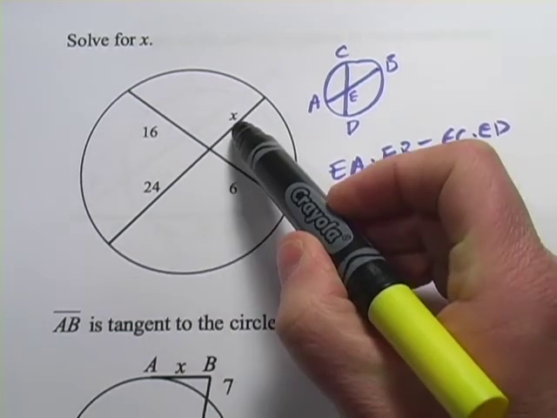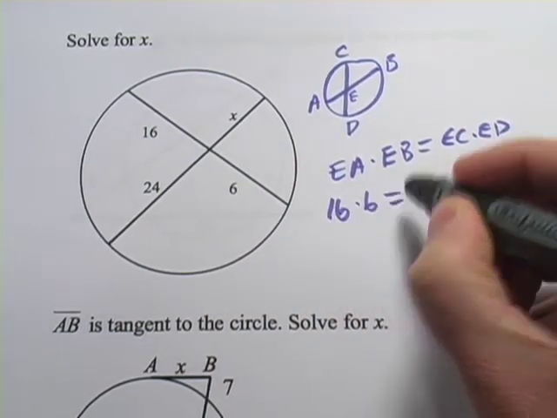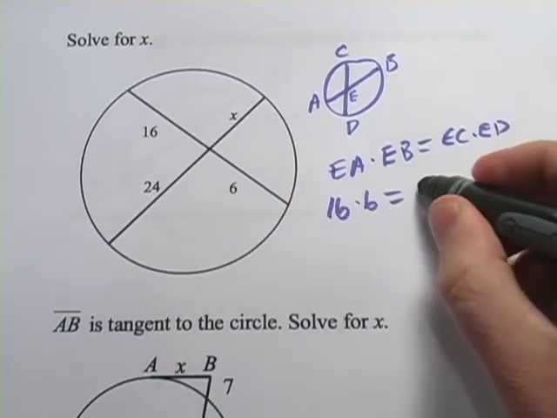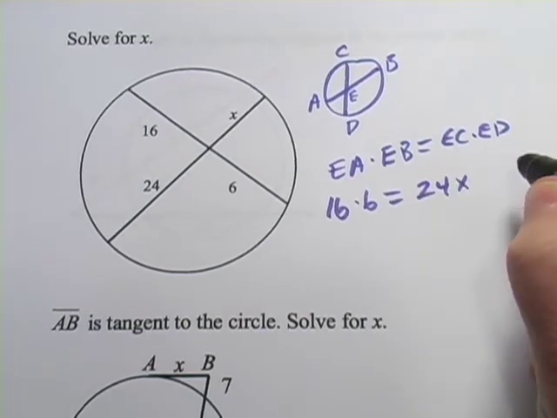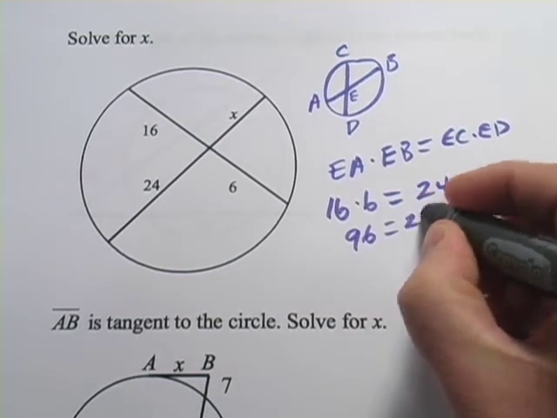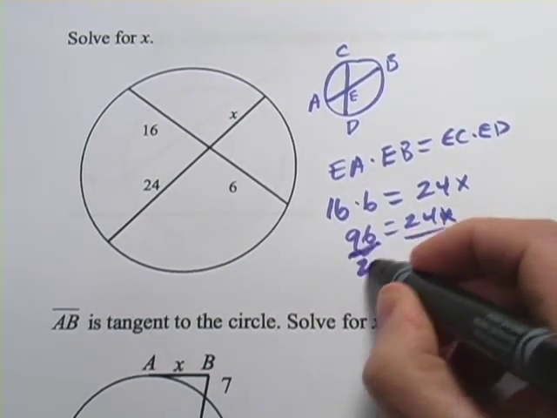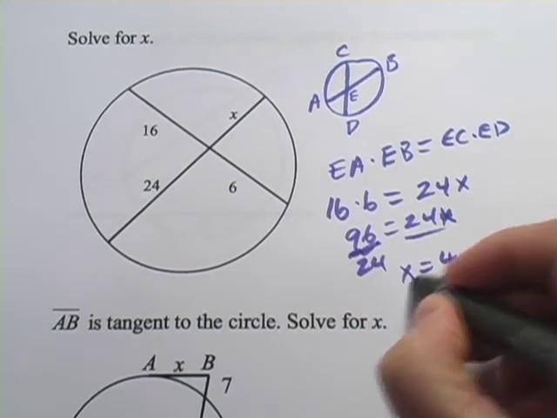So if we want to find x here, we're going to say 16 times 6 equals 24 times x. And let's see, 16 times 6 is 96. We divide by 24, and we get x equals 4.